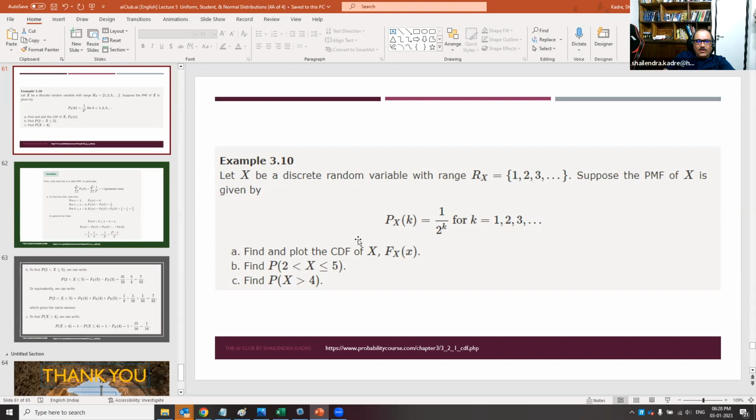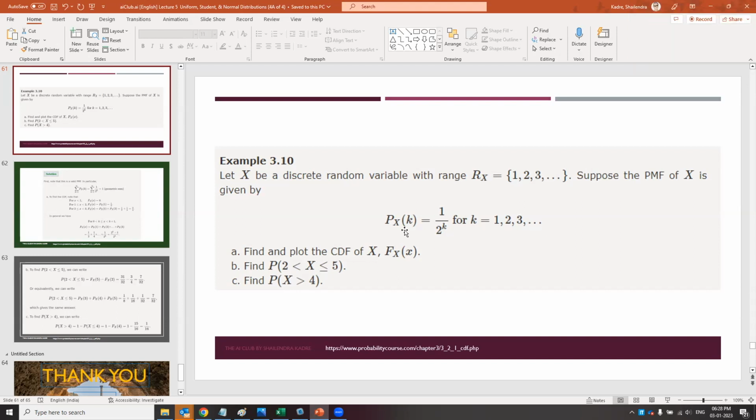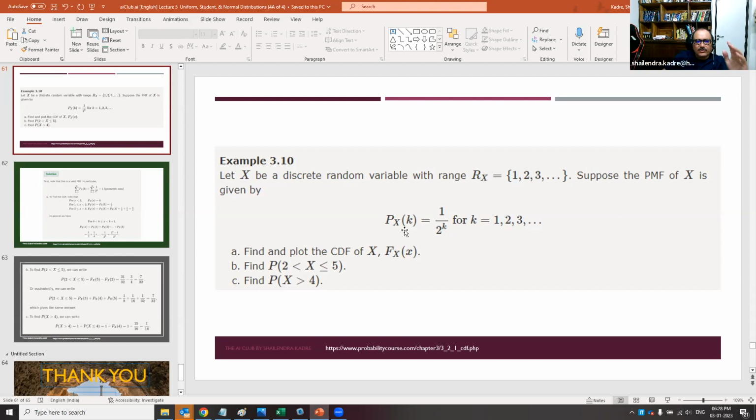See, guys, first, PMF you have understood. PMF, probability mass function, is nothing but the probability at any given value of k. So PMF is 1 upon 2 to the power k. At k equal to 1, the probability will be 1 upon 2 to the power 1. At k equal to 2, it will be 1 upon 2 to the power 2. You understood that? Yes, sir. Now you want CDF.